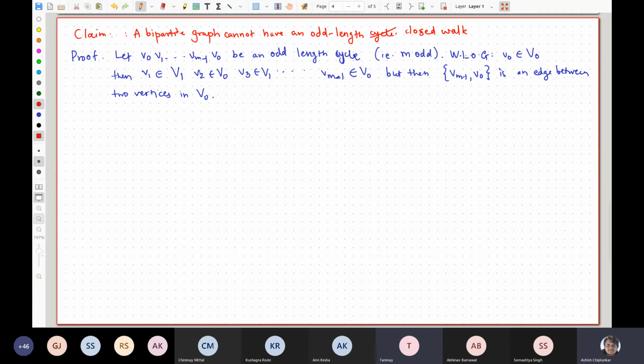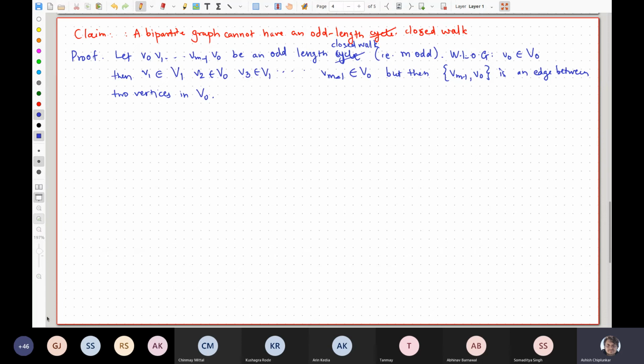Yes, absolutely. So here I have nowhere used the fact that this is a cycle and not an arbitrary closed walk, right? So I can just make a replacement over here. Let V0 through Vm minus 1, V0, be an odd length closed walk. And then everything goes through. Okay, so cool. So a bipartite graph cannot have an odd length cycle. A bipartite graph cannot have an odd length closed walk.